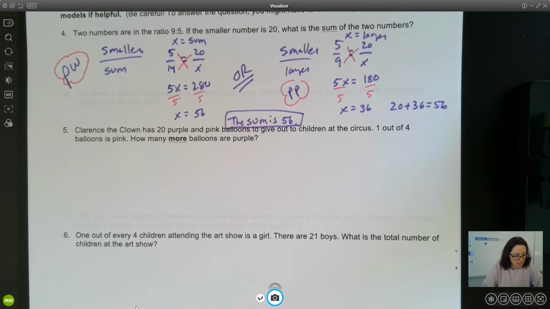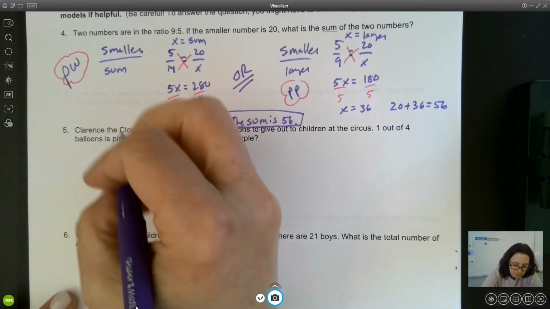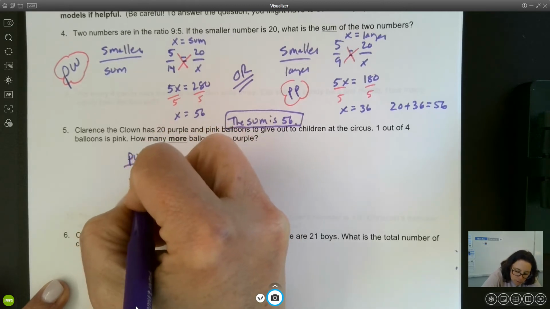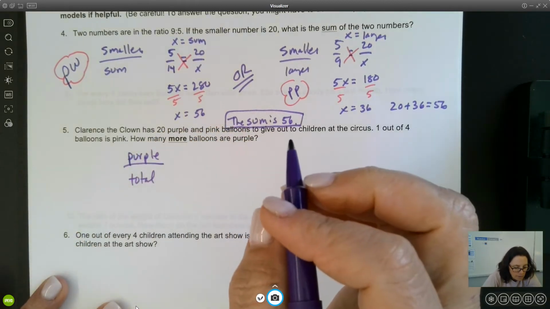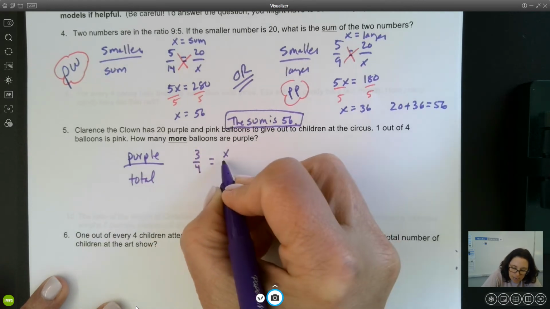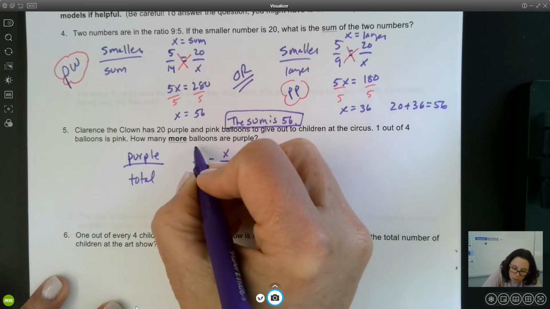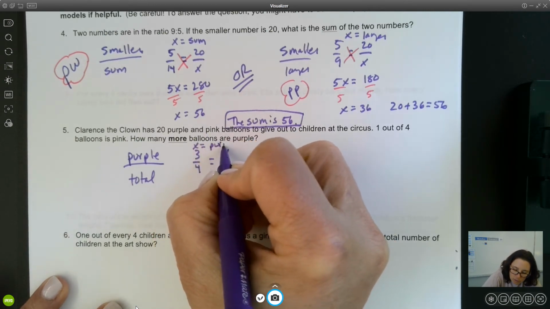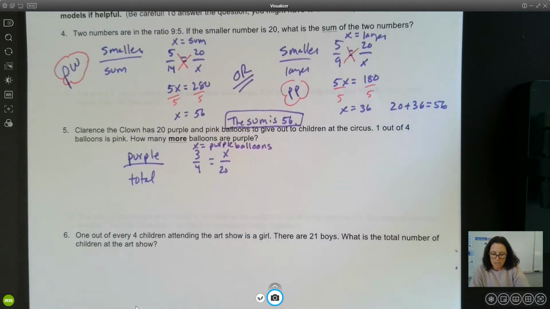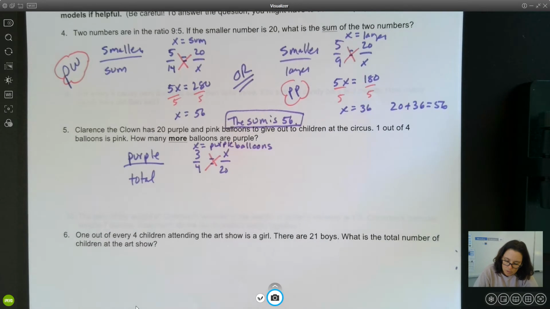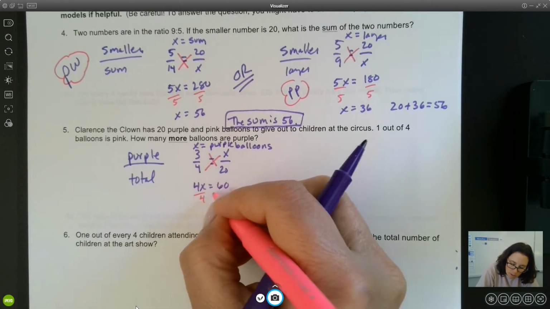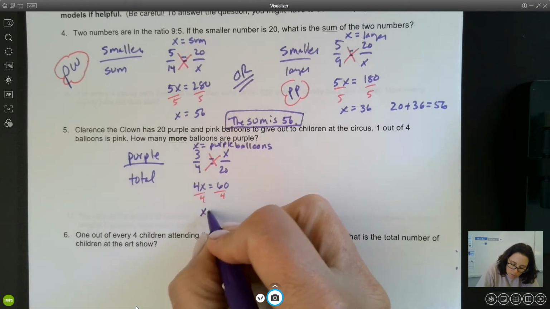Okay. All right. Many ways to do this. I'm going to do purple balloons over total balloons. Okay, so I've got 3 purples to 4 total. X purples to 20 total. X stands for purple balloons in this case. So I've got 4x equals 60. Divide by 4. X equal 15.